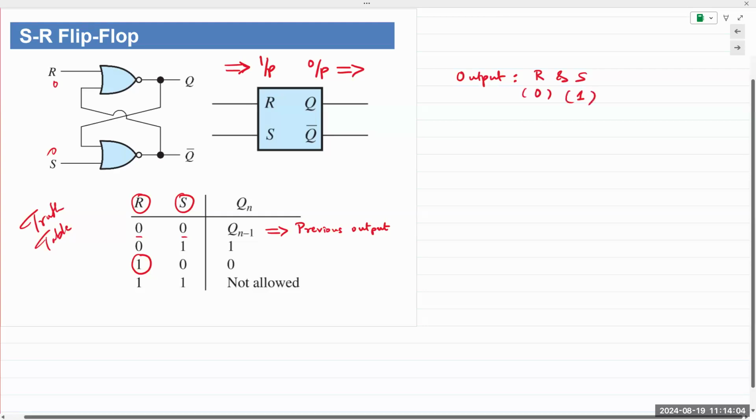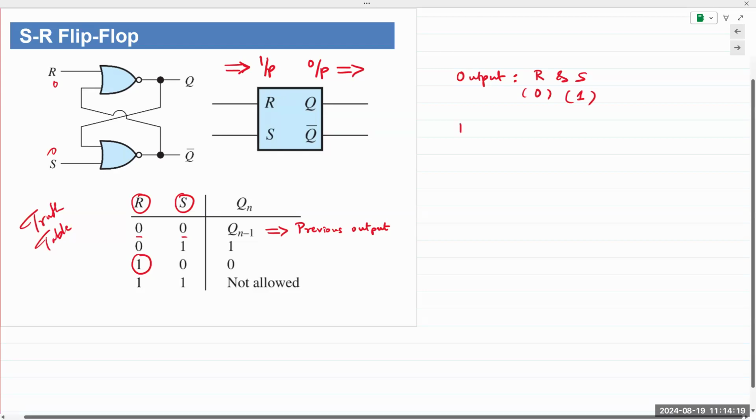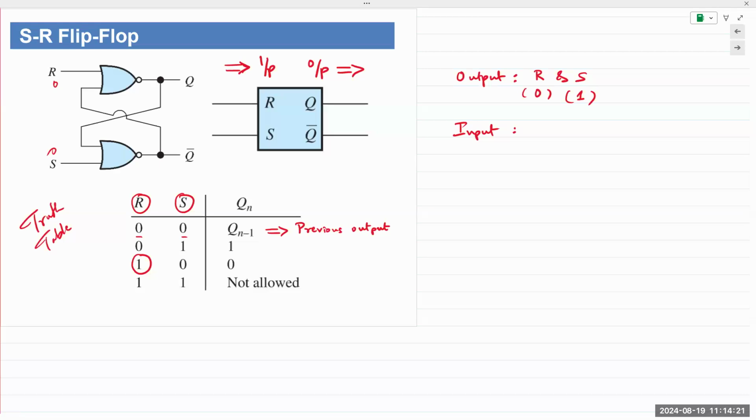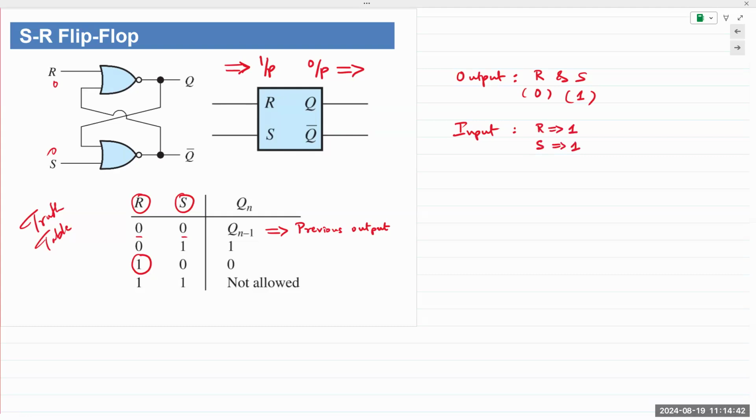Set means 1, reset means 0. But when we go to the input side, R and S mean that whatever we want the output to be, that pin input must go high, must go 1. So if you want the output to be reset, meaning the output to be 0, the reset input should be 1. And if you want the output to be set, then S must be 1. Let's take a 10-second pause while you think over that. Let me know if you have any questions.